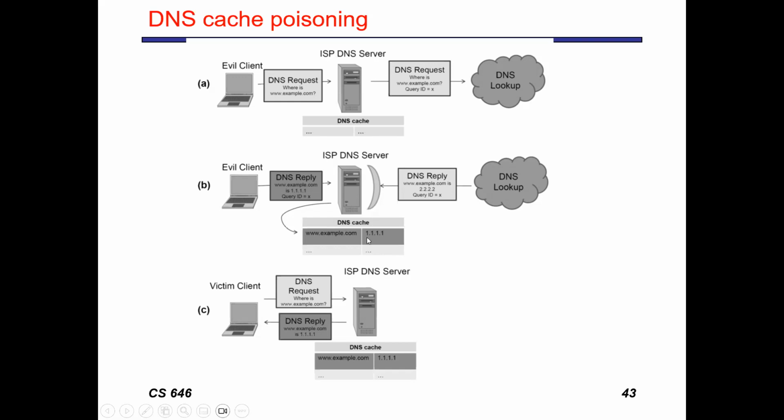In this way, a malicious IP address has been entered into the DNS cache, and when the victim wants to visit www.example.com, the server replies, here is the IP address 1.1.1.1, and this 1.1.1.1 actually belongs to the attacker, Eve, the evil.